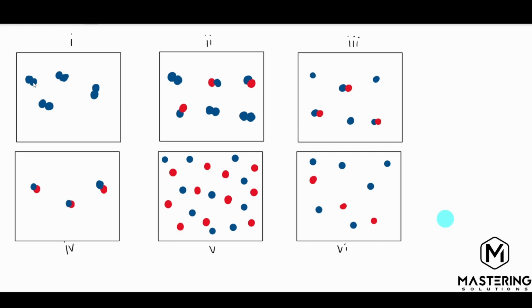So in this box number 1, we have several blue little atoms bound together into little molecules. But they're all the exact same. There's only one kind of atom in this, so this would be E for an element.